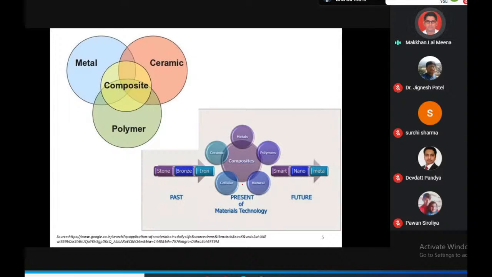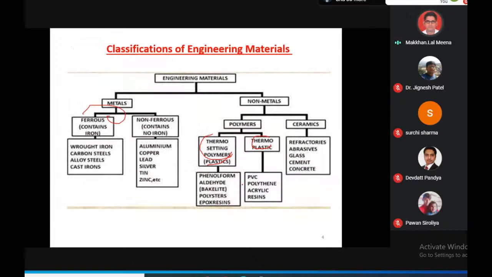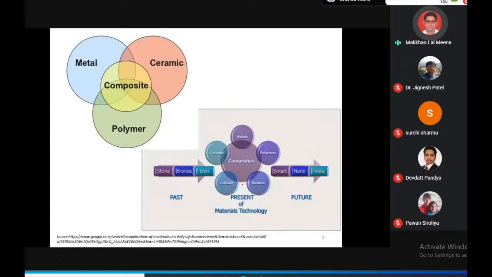Going to the next slide, we can see the classification in a graphical representation chart. In this diagram, the major classification of engineering materials includes metals, ceramics, polymers, and composites. We have the basic definitions in the previous slides, and in further slides we will discuss composites again in detail.